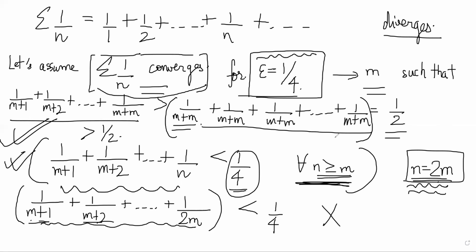It's not easy to think of it immediately, but if you see the terms, there are other ways to prove that this series diverges. The other ways to prove are more natural, like you can say 1 plus 1/2 plus 1/3 plus 1/4. This is my series.